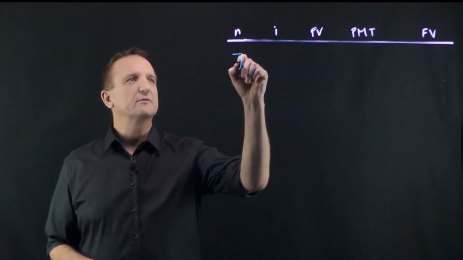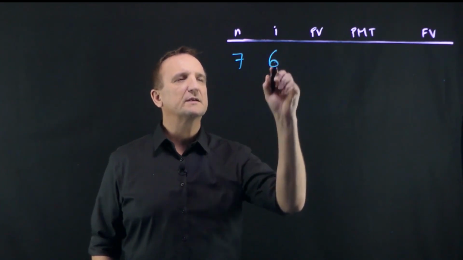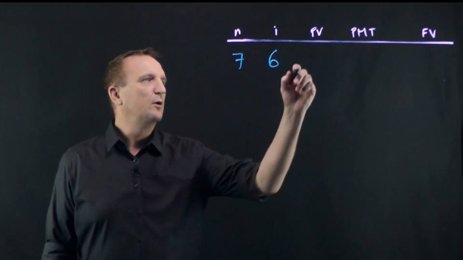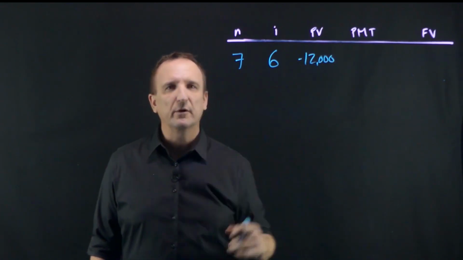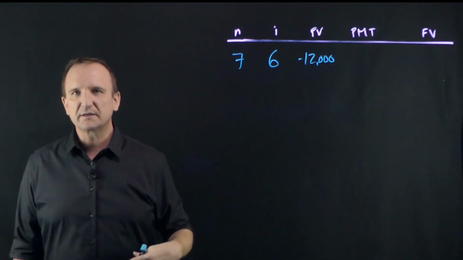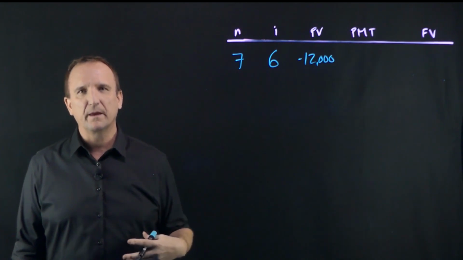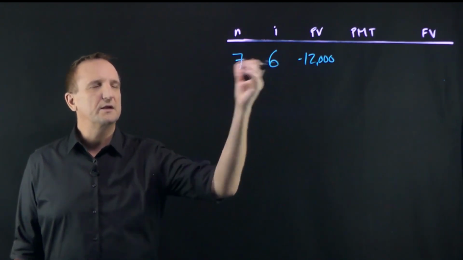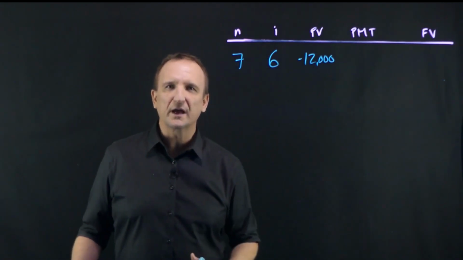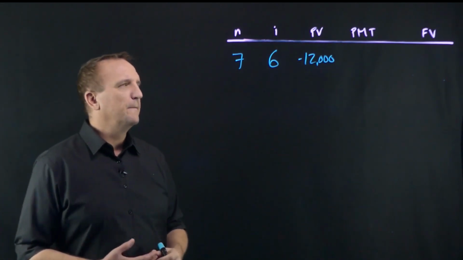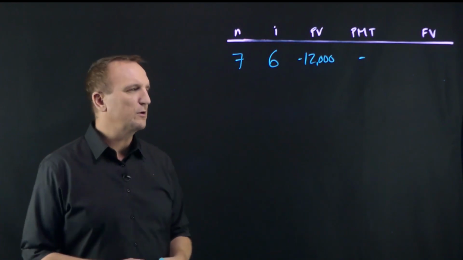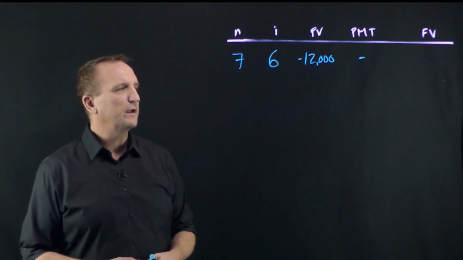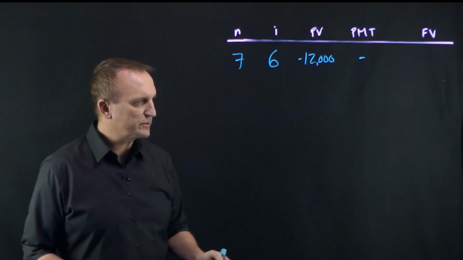We've got 7 years, so our period is 7. 6 is our interest rate. We've got a $12,000 deposit, and that makes this a negative $12,000 because if it's a deposit, it means cash out of pocket, and so the positive negative sign always follows the cash flow in and out of your pocket. In this case, it says nothing about any additional deposits or withdrawals, and then they want to know what we're going to have at the end of 7 years.